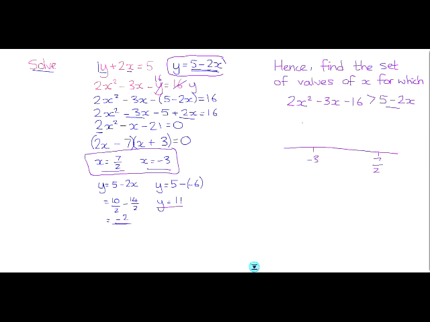So the easiest number to always try, I'm just going to quickly change colour, is 0. So if you imagine popping a 0 in here for x, remember this is the x-axis, that's going to be 0, that's going to be 0, so this side is going to be worth -16. If I put a 0 in here, it's going to be 5 take away 0, which would be 5. So here it shows that the left hand side is actually less than the right hand side, so this area does not meet.